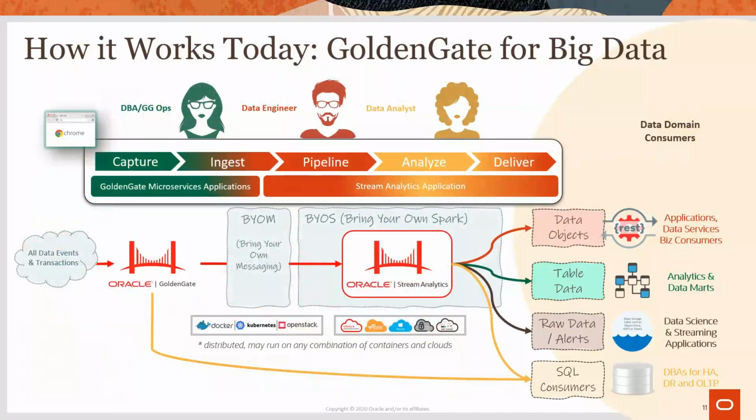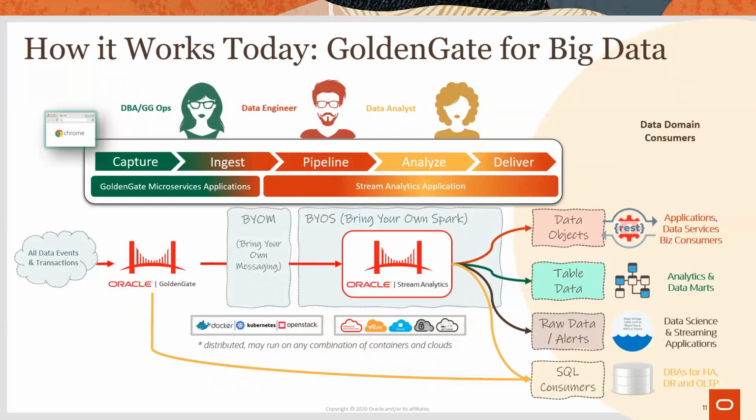So what's available today in terms of how it works? You've got DBAs or GoldenGate operations people that can use the GoldenGate technology directly through what we call the microservices graphical user interface. You've got the data engineers and the data analysts that can work directly in the Stream Analytics application, again, which is entirely browser-based and web-based. From an infrastructure perspective, you bring your own messaging framework, which is typically something like Apache Kafka. And you can also bring your own Spark environment, which is used for executing the data processing pipelines.